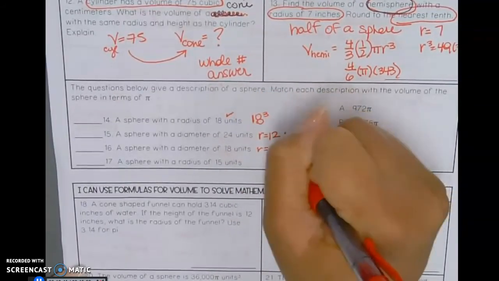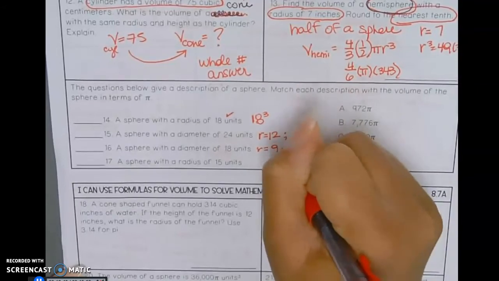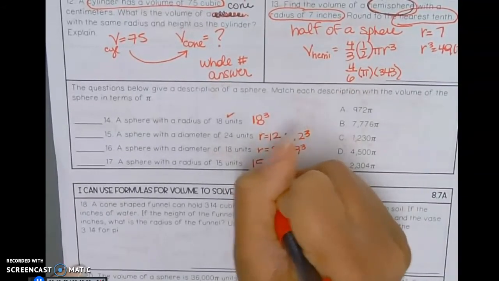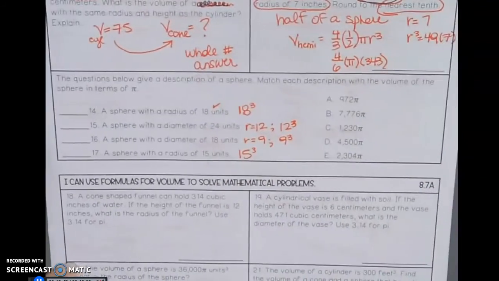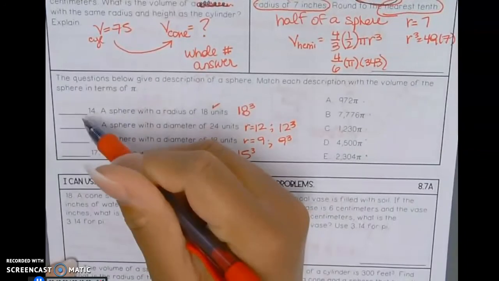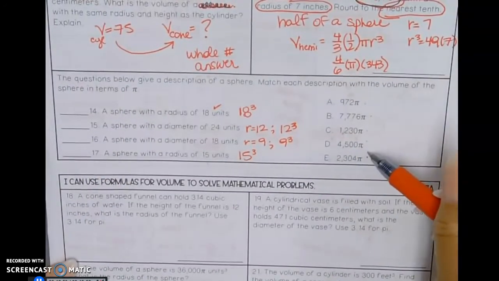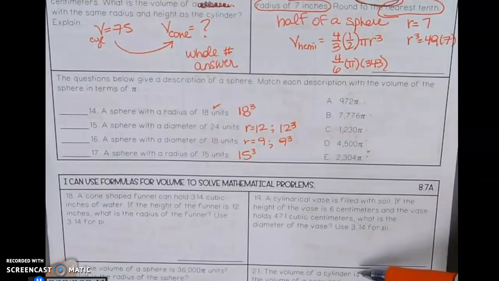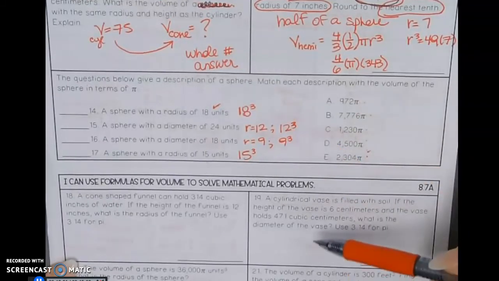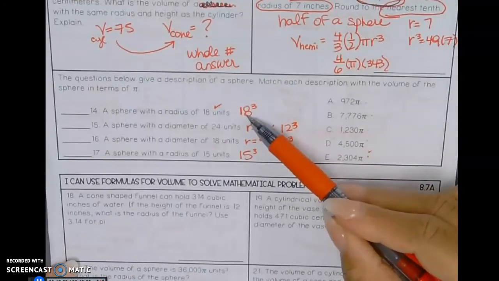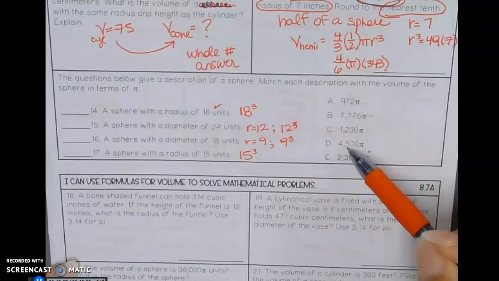This will be 12 cubed. Oops, I wrote squared. This will be 9 cubed. And this will be 15 cubed. Then you need to match the appropriate answer over here. One of these will not be used. Leave it in terms of pi. That means do not multiply by 3.14. Once you multiply the 4/3 times this cube number, you should easily identify your answer.